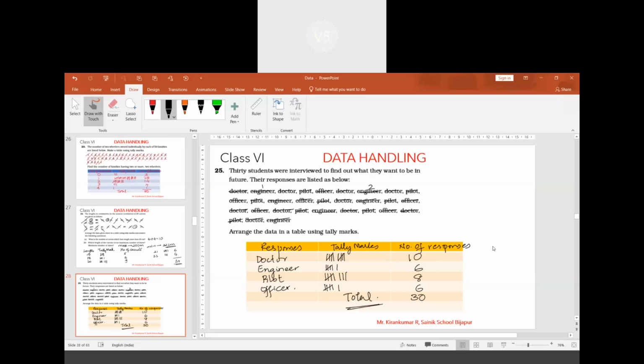So the maximum number of students want to become doctor, and very few students want to become engineer and officer.